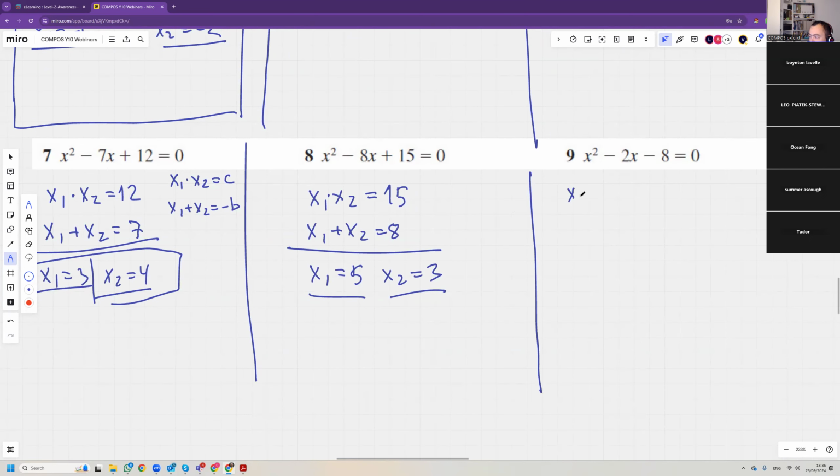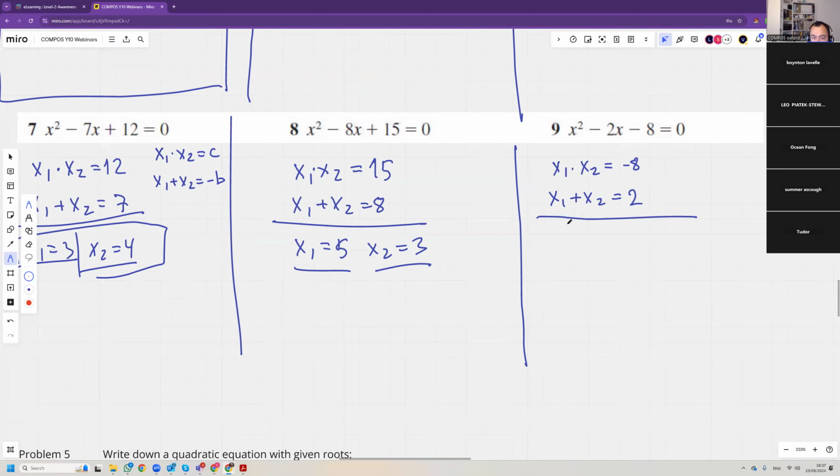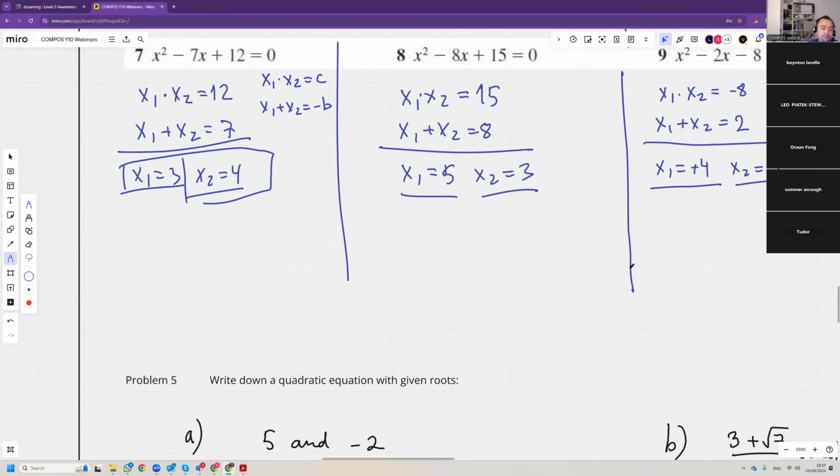So here, x1 multiplied by x2, so the product is minus 8, and x1 plus x2 is going to be 2. So two numbers multiply to minus 8 and they add to 2. So x1 is plus 4 and x2 is minus 2. That's it. Okay, 4 and minus 2.